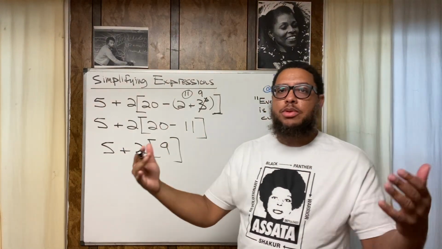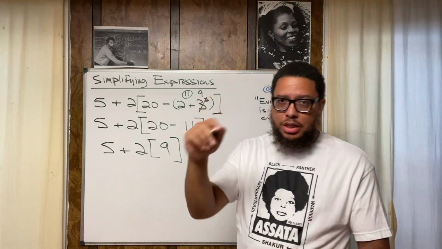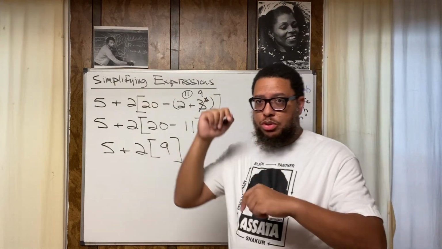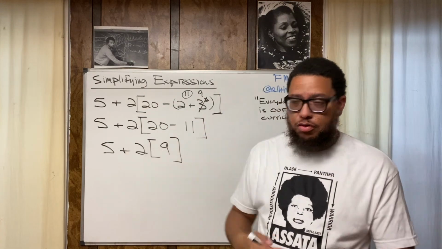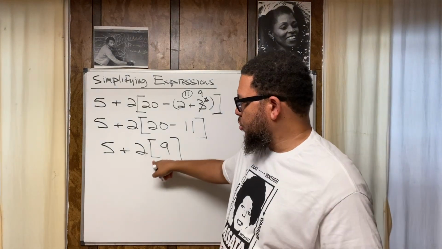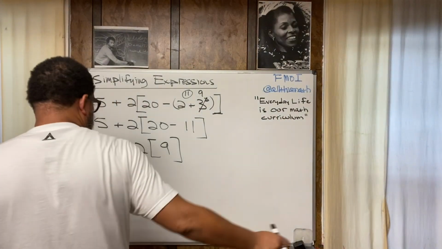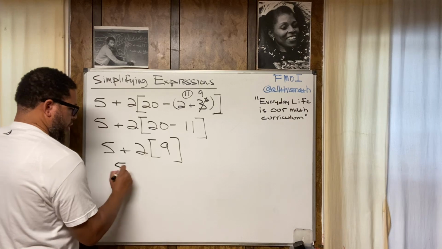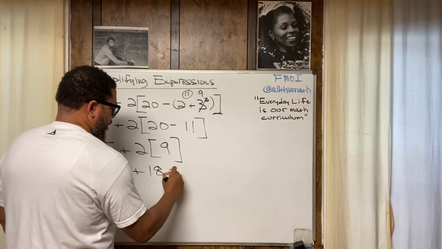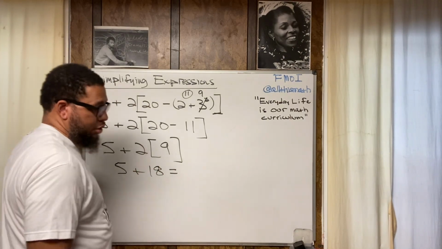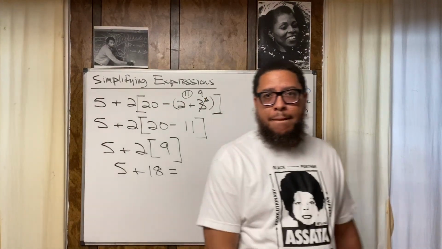Again, just like when you got stuff to do. You got your little to-do list. You got to decide what you're going to do first, what you're going to do second, third, fourth, fifth, and so on and so forth. All right, 2 times 9. Make sure you know your multiplication facts. That's going to be 18. Now you only got one thing left, that addition: 5 plus 18.